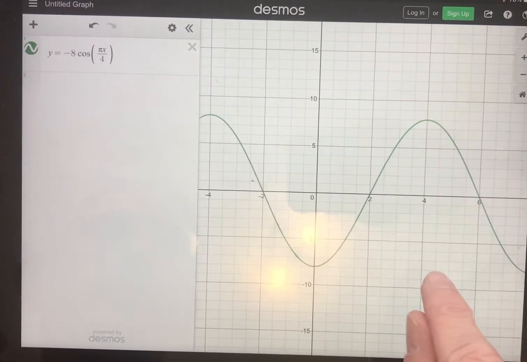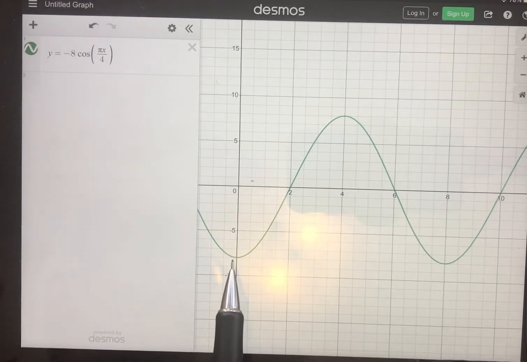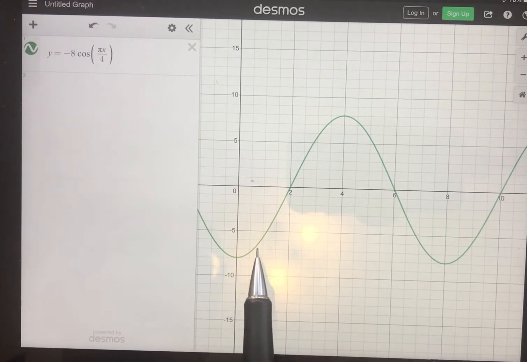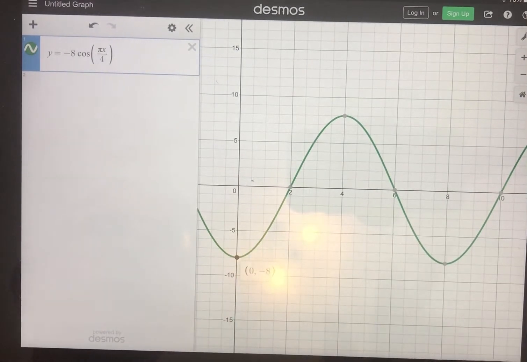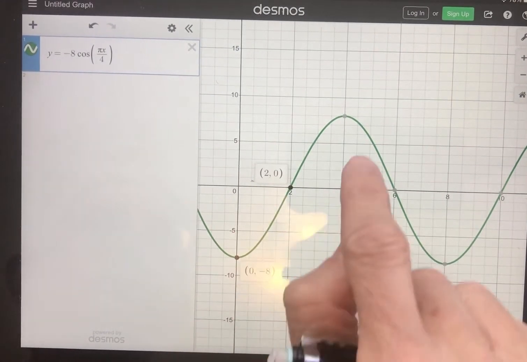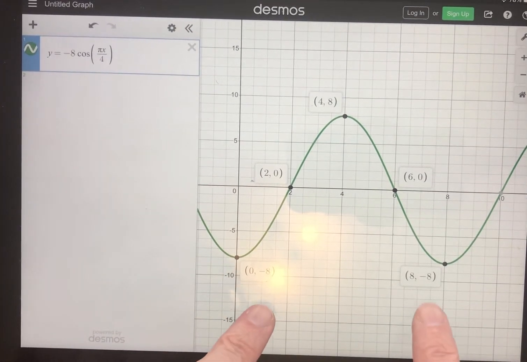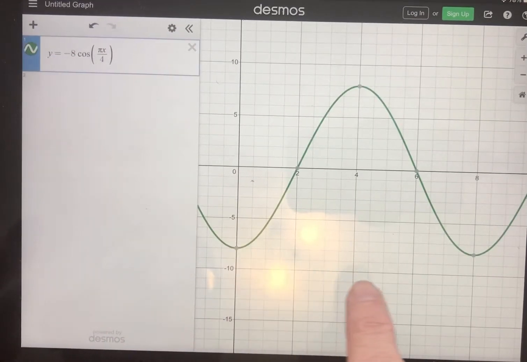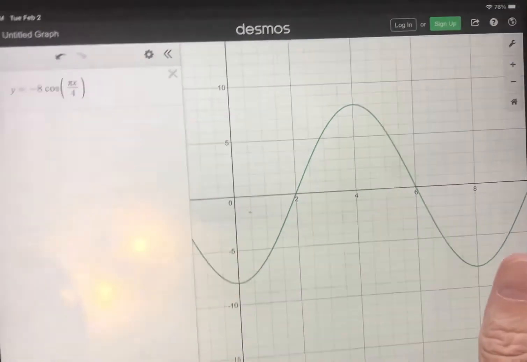Let's do a little shrinking. We're looking for 1 period. Okay, so here's the 1 period. Starting on the y-axis, at the bottom, 1 period means go to the next bottom. And so up and then down. And if you want, we can highlight these points. That's the point (0, -8), the point (2, 0), the point (4, 8), the point (6, 0), and the point (8, -8). And that matches up beautifully with the graph that we drew. And again, we just wanted to get 1 period in there. And so from here to here is 1 period of this cosine function.